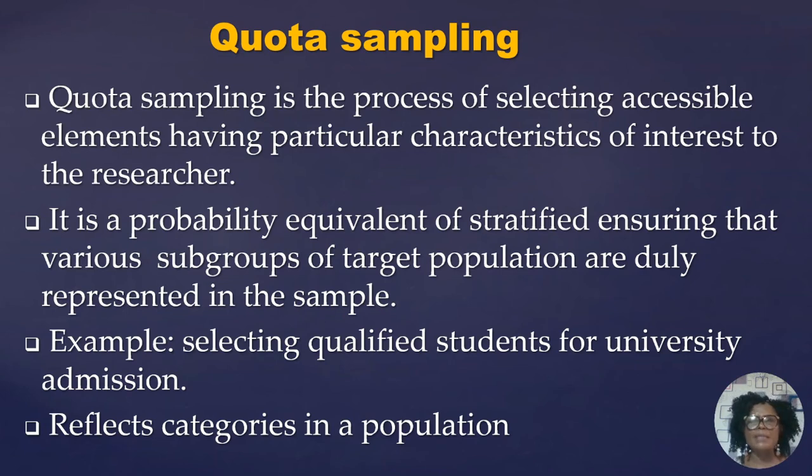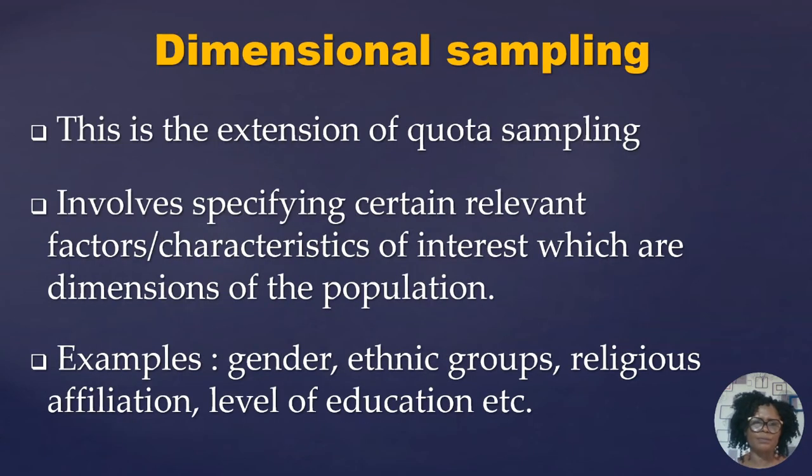So quota sampling is the process of selecting accessible elements having particular characteristics of interest to the researcher. It is the non-probability equivalent of stratified sampling, ensuring that various subgroups of the target population are duly represented in the sample. An example, as I've said before, is when you are selecting qualified students for university admission, you must reflect the categories in the population.